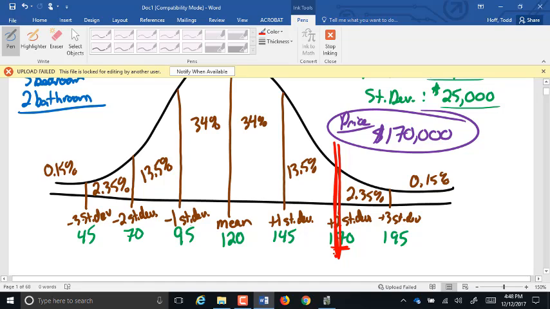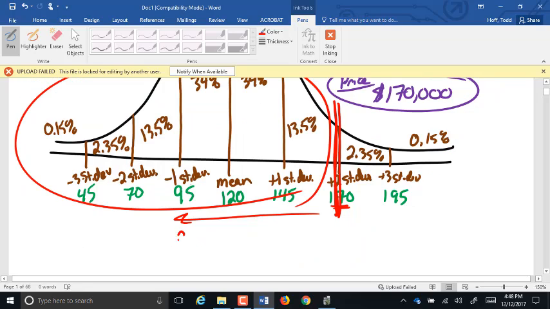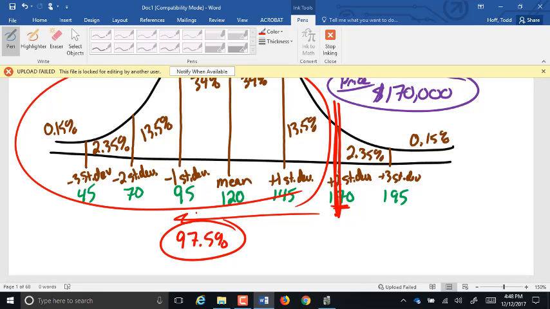If you want to know how many houses are cheaper than that, cheaper is going in this direction. So we would add up these percents here. If you add those all up, that's 97.5%. What that is telling you is 97.5% of all 3-bedroom, 2-bathroom houses that have sold in that area in the last several years have been cheaper than $170,000.